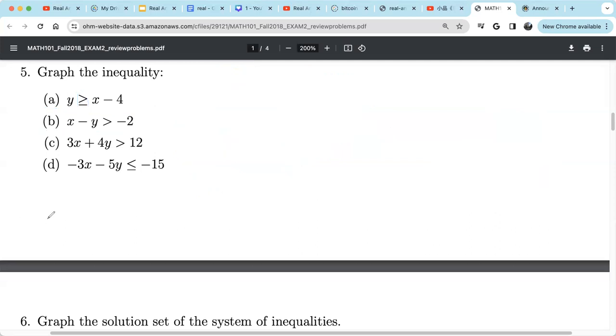Right. So same thing, let's do C and D. We need to solve for y first, right? Look at C. We want to subtract 3x on both sides, or move 3x to the other side, to become negative 3x plus 12, because 12 is positive, so plus 12. Now we need to divide by 4, so everything divided by 4. We get negative 3 over 4 x plus 12 divided by 4 is 3. Right? Now, we need to graph y equals negative 3 over 4 x plus 3.